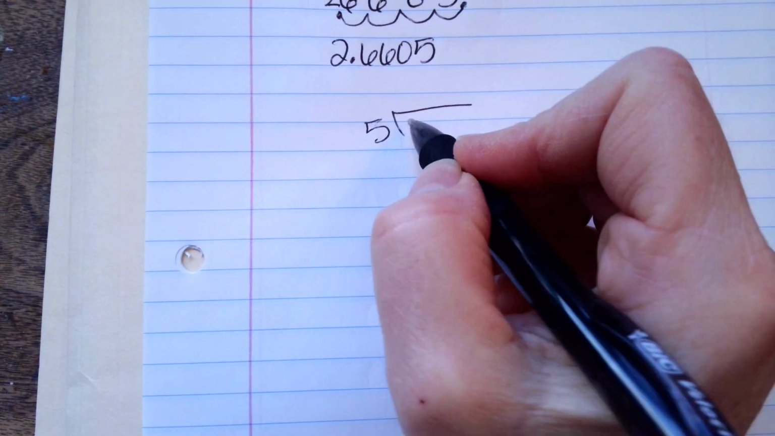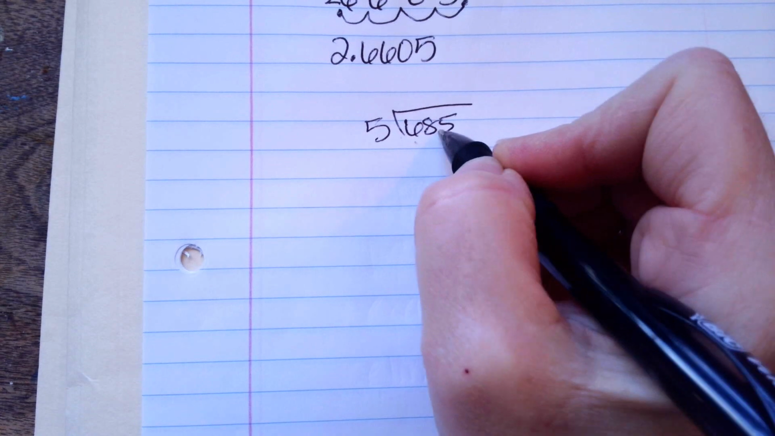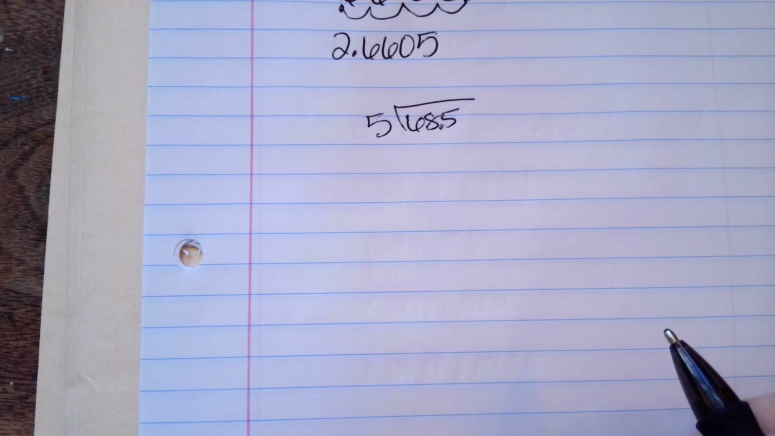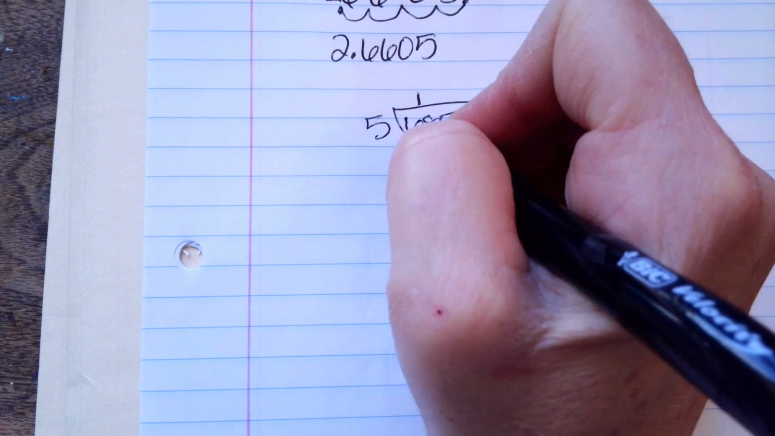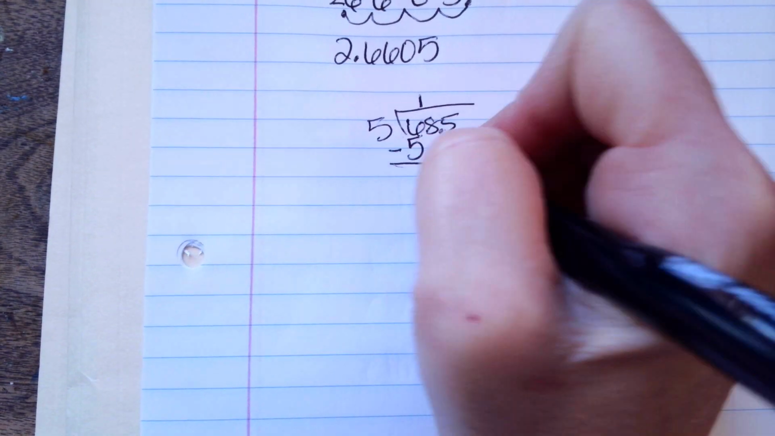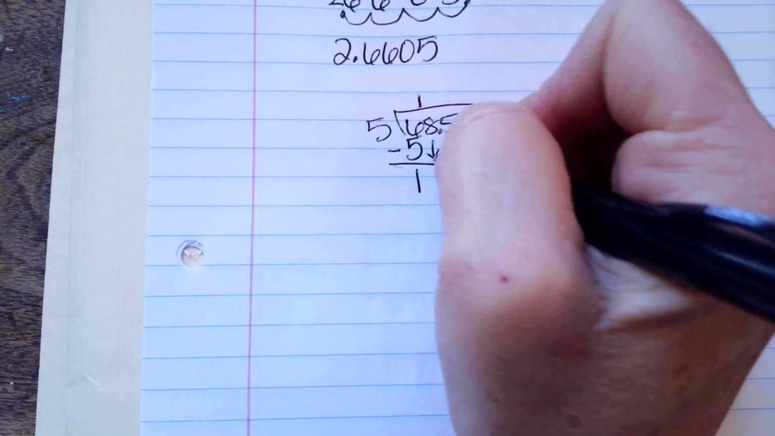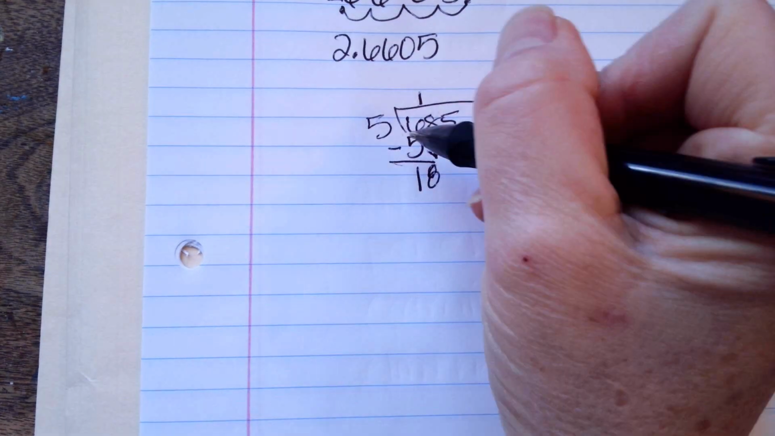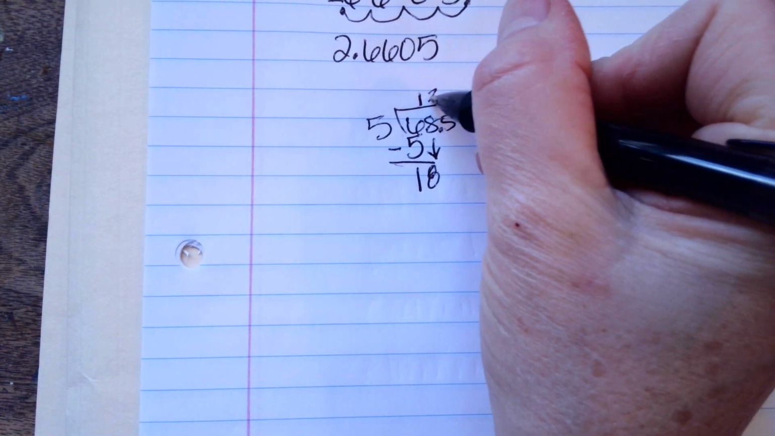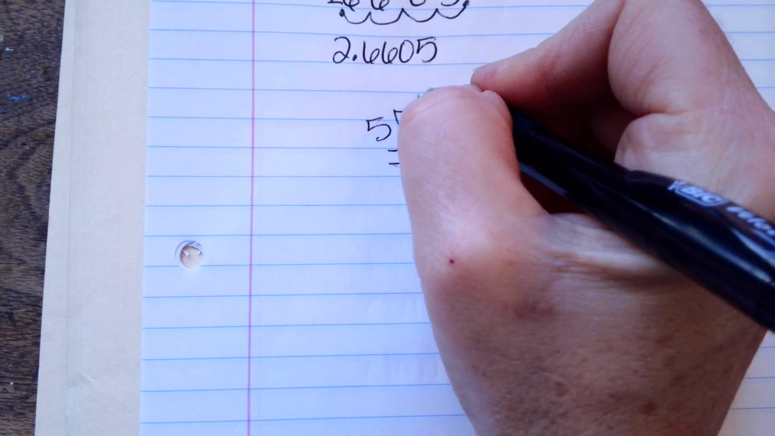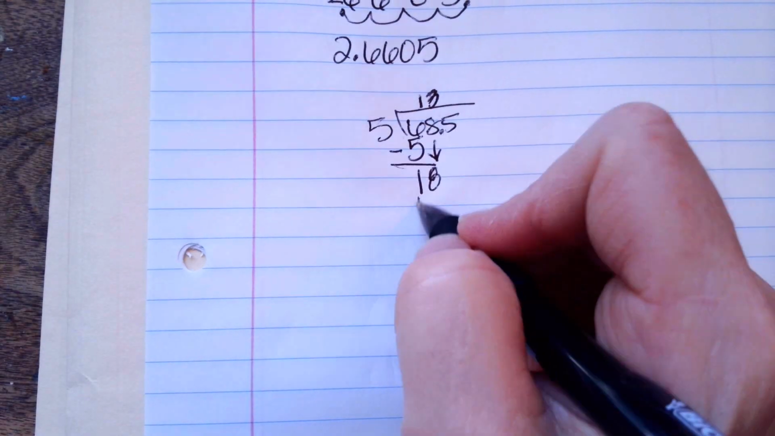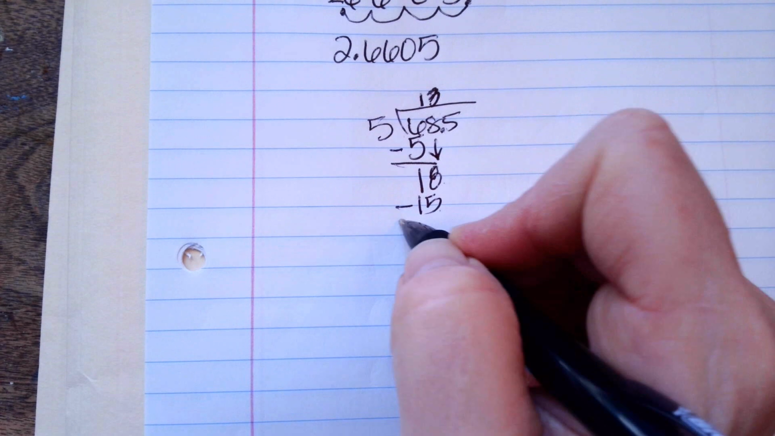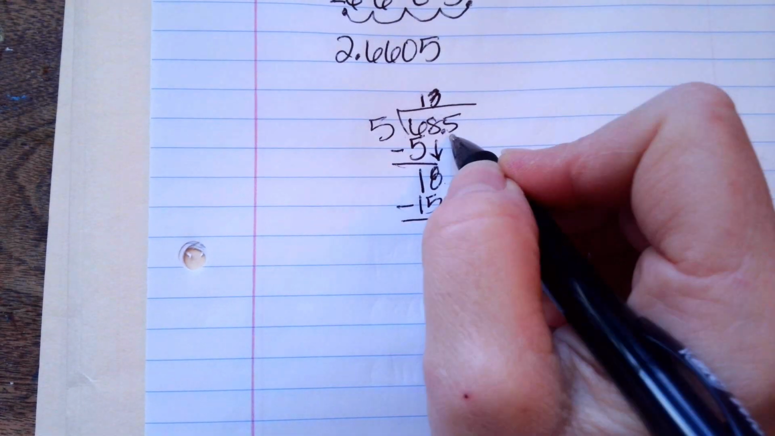To do division, we do 5 goes into 685. We'll put a decimal there. 5 goes into 6 one time. 1 times 5 is 5. 6 minus 5 is 1. We bring down the 8. 5 goes into 18. Sorry, it doesn't really look like a 3. 3 times 5 is 15. 18 minus 15 is 3.